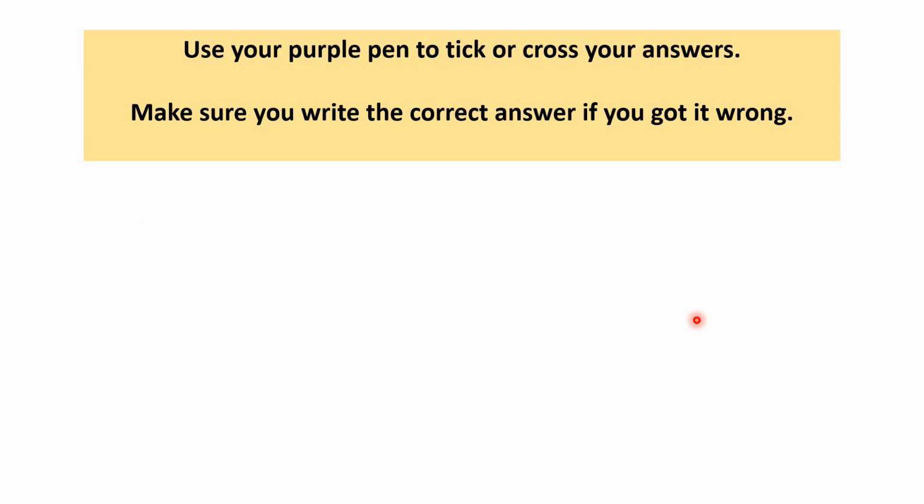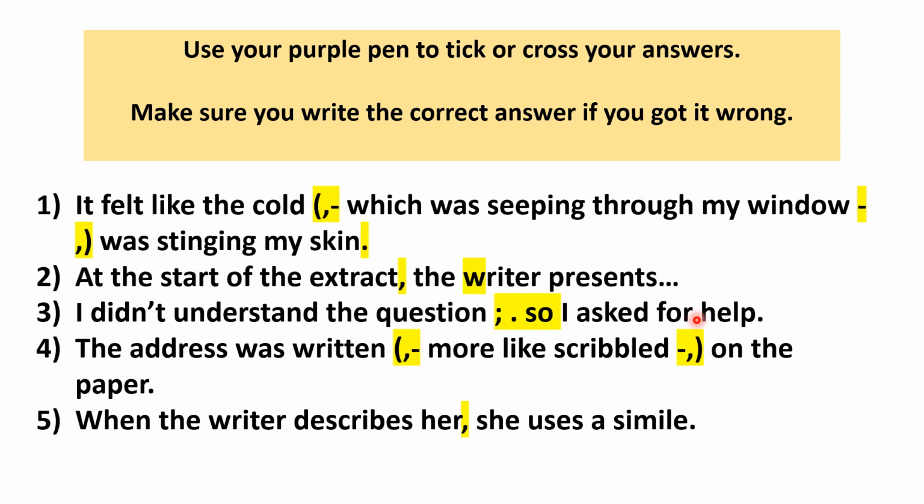Okay, you should now be in a position to make your corrections. So, number 1, this part in the middle is a parenthesis, additional information. So you can use brackets, dashes, or commas to separate that. And it's also missing a comma. A full stop at the end, sorry.